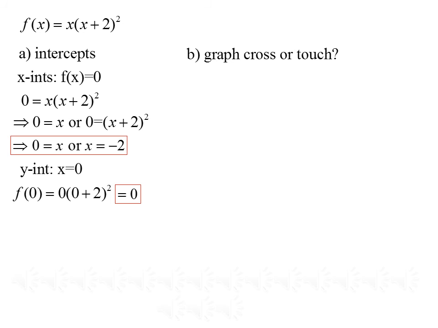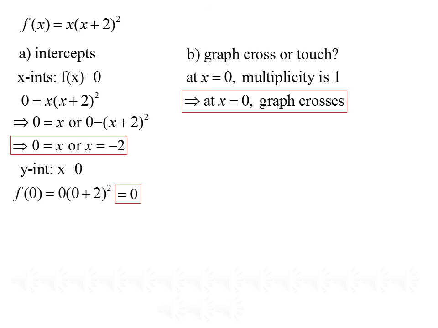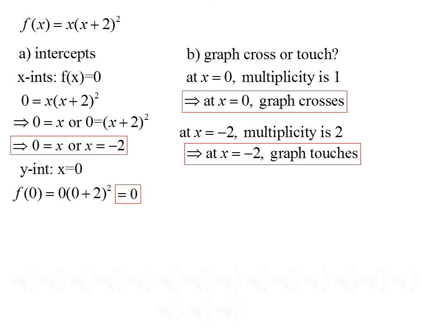Next, we want to determine whether the graph crosses or touches at each intercept, or at each 0. So when x is equal to 0, we have a multiplicity of 1. And a multiplicity of 1 means that the graph will cross completely. So at x equals 0, the graph crosses. At x equals negative 2, we have a multiplicity of 2. And 2 is even, so that means at x equals negative 2, the graph will touch the x-axis, but not cross.